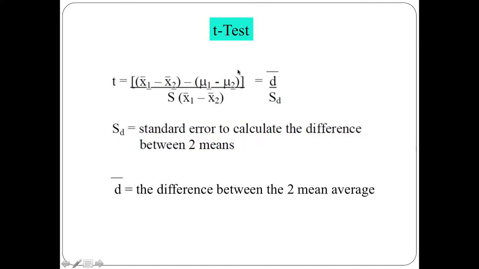So this is the formula for the t-test. So you need to memorize this. The standard error here is used to calculate the difference between two means, and this is the difference between the two mean averages. So we will look at an example for clarity, so you do not need to worry about this part.